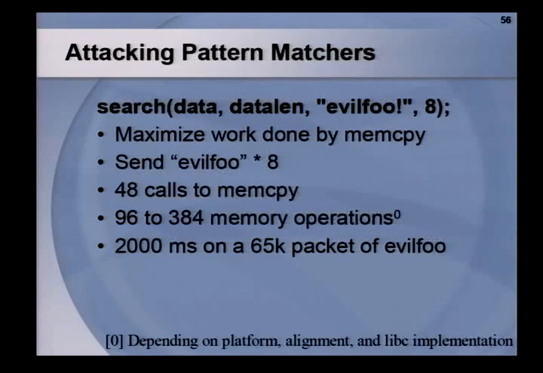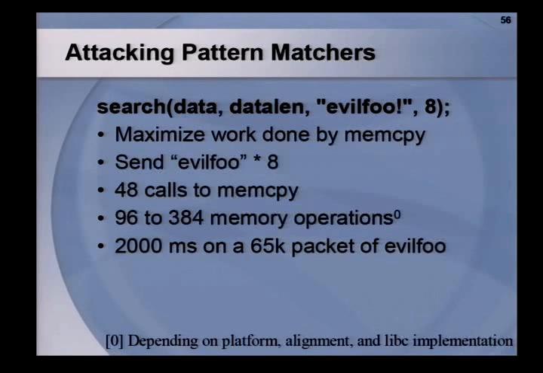So how do you attack this? You maximize the work that search function will do. Evil foo does not match evil foo bang. So if you send evil foo times 8, there are going to be 48 different calls to memcopy. Depending on the implementation of memcopy, you can have between 96 and 388 actual memory operations for reads and compares, which evaluates to 200 milliseconds on a 3 gigahertz box for a 65K packet of just evil foo without the bang.